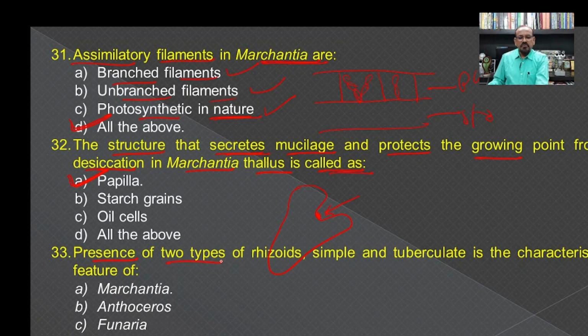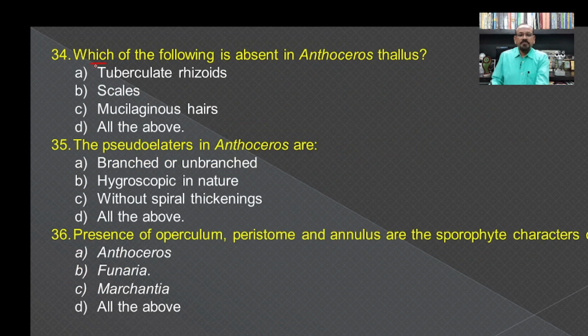Then presence of two types of rhizoids, that is the simple and tuberculate rhizoid, is a characteristic feature of the Marchantia, and in Anthoceros only the simple type of rhizoids are present. It means that here the Marchantia will be the answer for this question, as the Anthoceros and the Funaria can only produce the simple rhizoids.